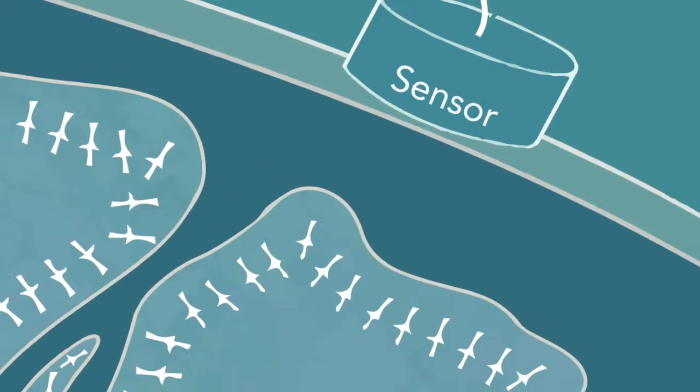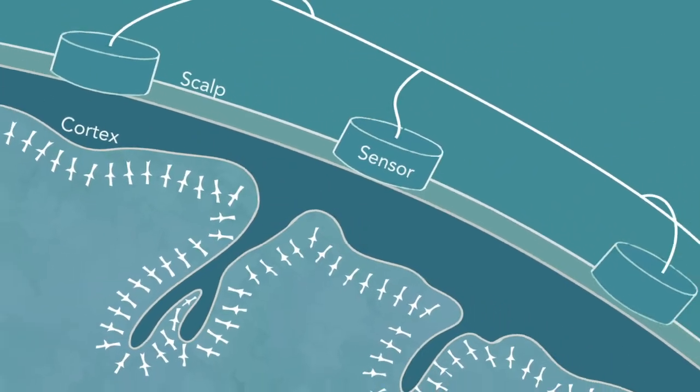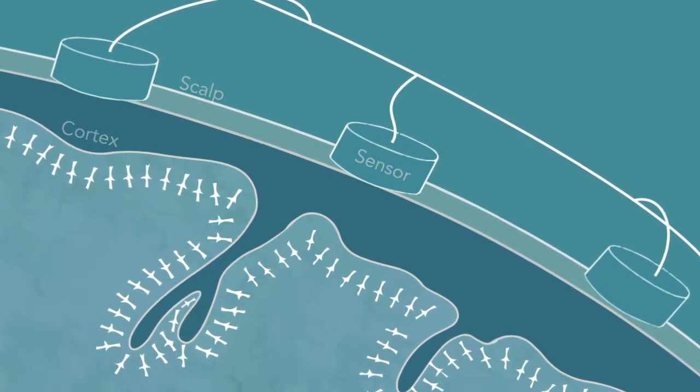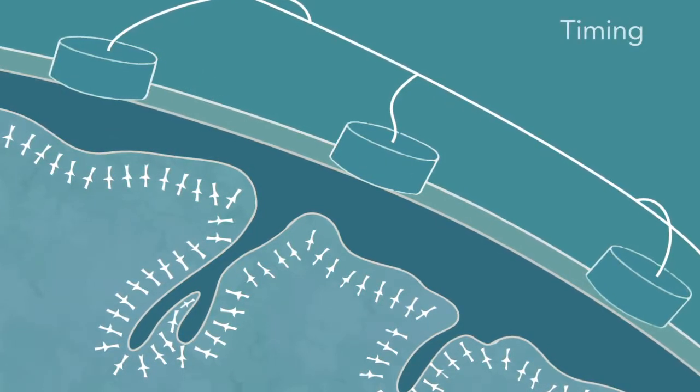However, the summed synchronous activity of thousands of dipoles will produce a measurable signal. This summation relies on two factors: 1. The timing of neural activity, and 2. The orientation of the neurons.